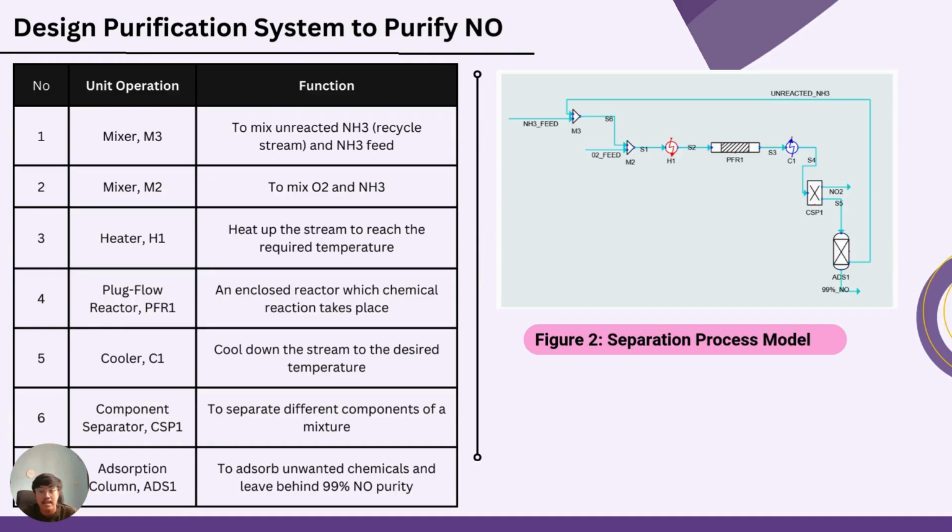The remaining gases enter another unit, ADS1, which purifies the nitric oxide stream to 99% purity. The process produces two output streams: a high purity nitric oxide stream, which is used for the next step, and a nitrogen dioxide byproduct stream. Unreacted ammonia is recycled back to the feed to maximize efficiency and minimize waste.